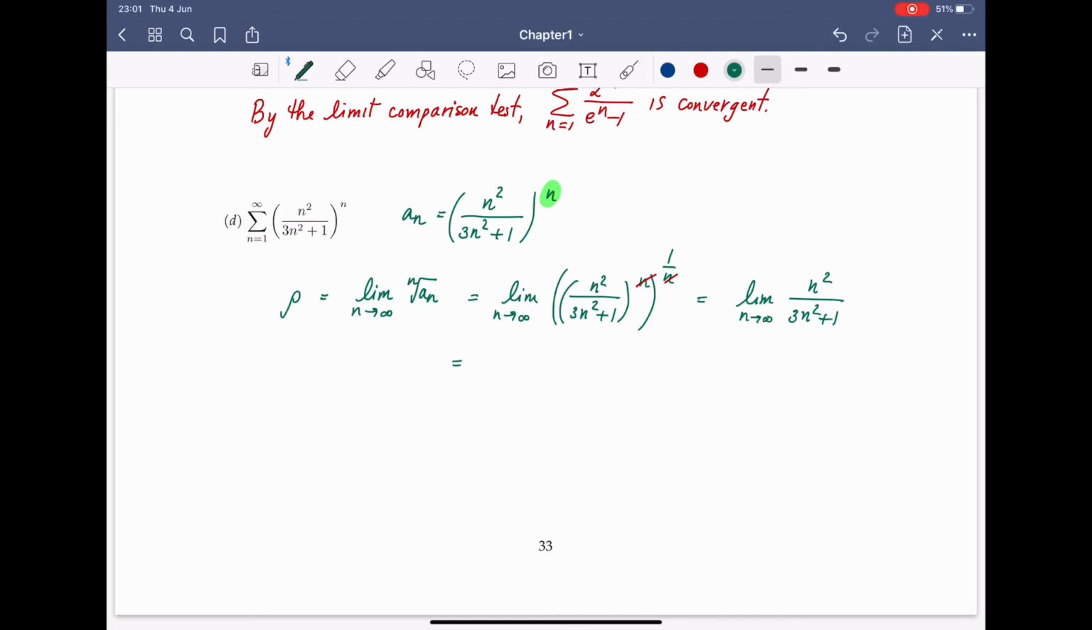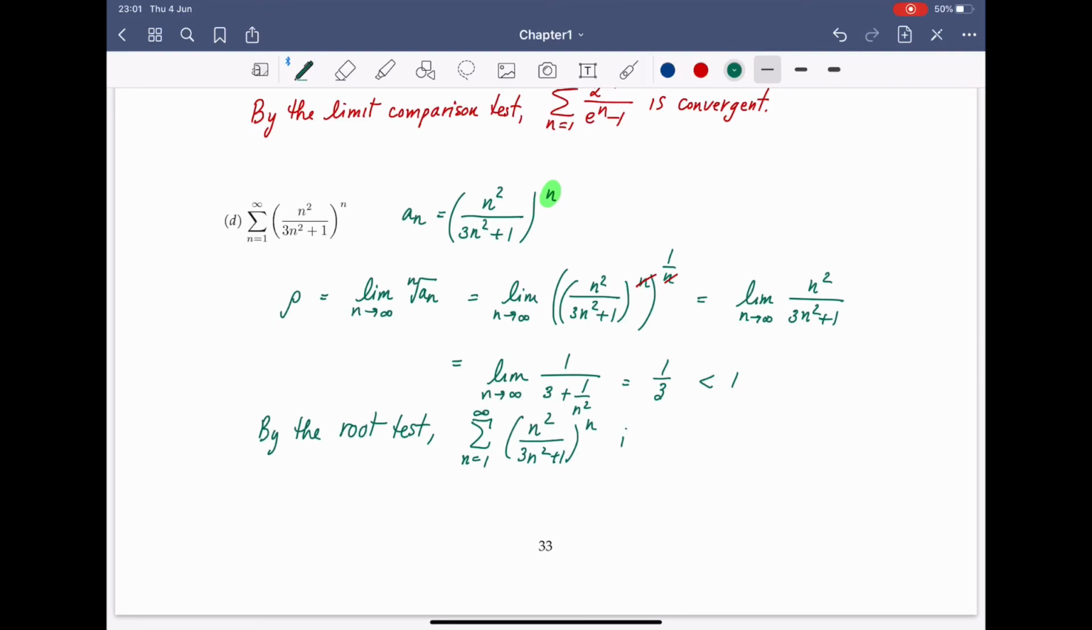After that you can just divide n square on the top and the bottom, so you have 1 over 3 plus 1 over n square. This is 1/3, which is less than 1. So by the root test, the summation of n square over 3 n square plus 1 raised to the n power is convergent.